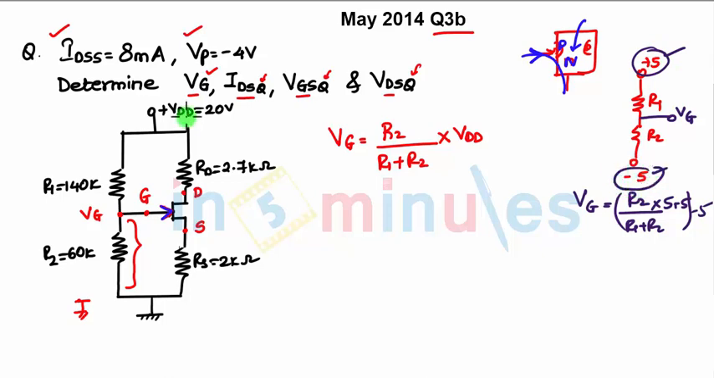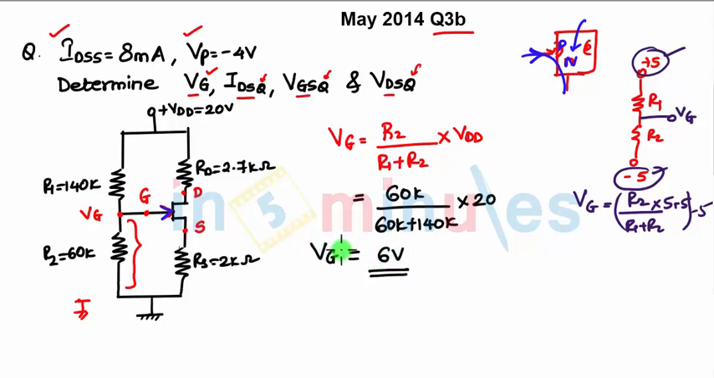Now since there is only one supply voltage VDD, we can find this as 60K upon 60K plus 140K multiplied by 20. So we'll get the value of VG as 6 volts. So whatever is asked in the question, we have found the first part, that is the gate voltage.